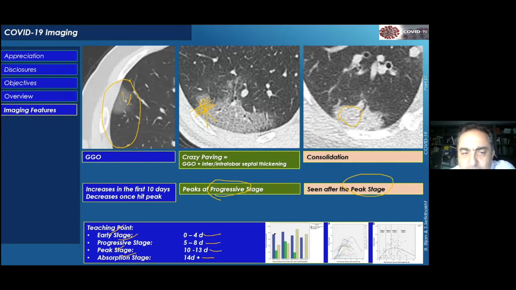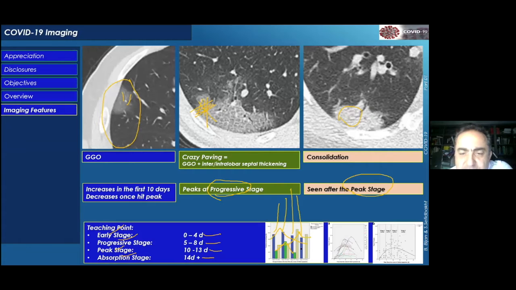Ground glass opacity, the blue one, you can see in all four phases. It starts early, then goes up and comes down, but you see it all the way throughout the course of the disease. Crazy paving is the green one, which initially you don't see too many of, but then it increases, makes a peak during the second phase, and then it drops. The consolidation, the pink one, starts low in the beginning, but towards the peak of the disease it goes up, makes a peak, and then drops.